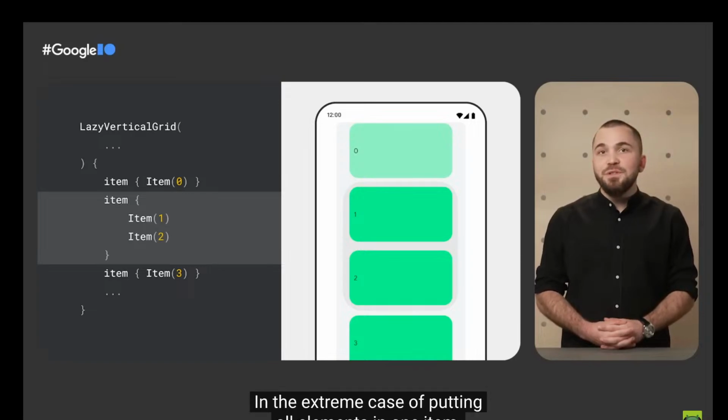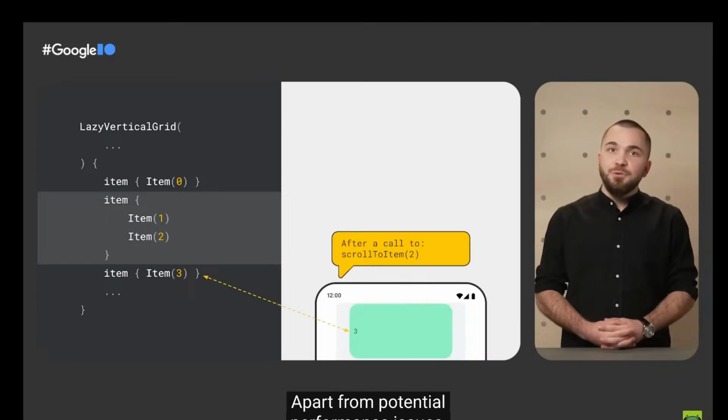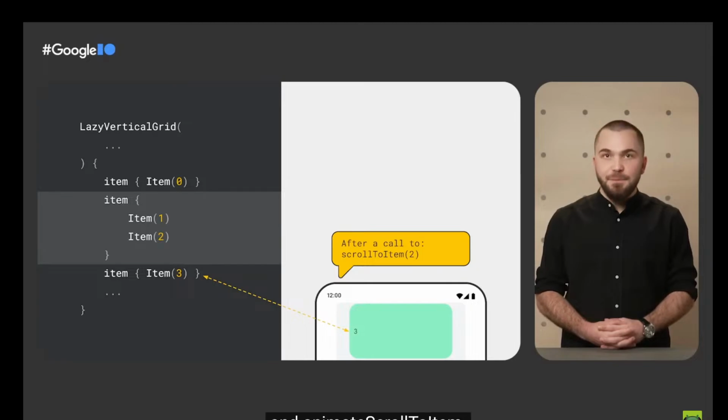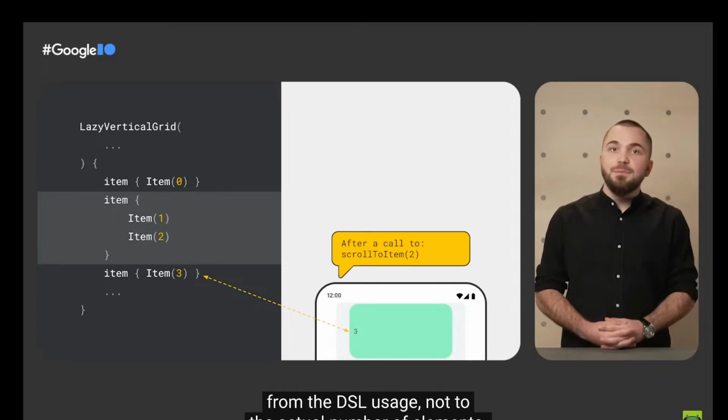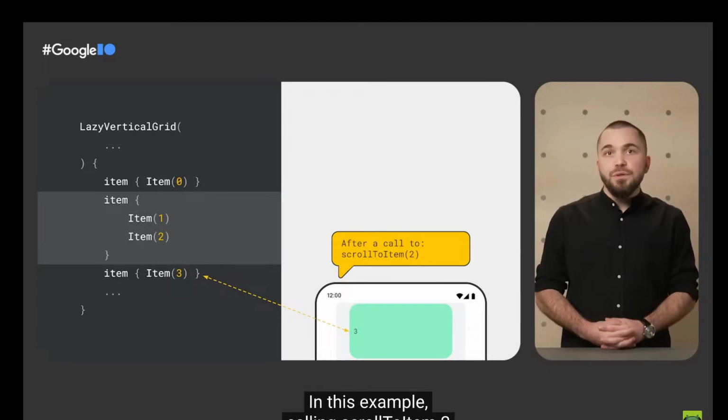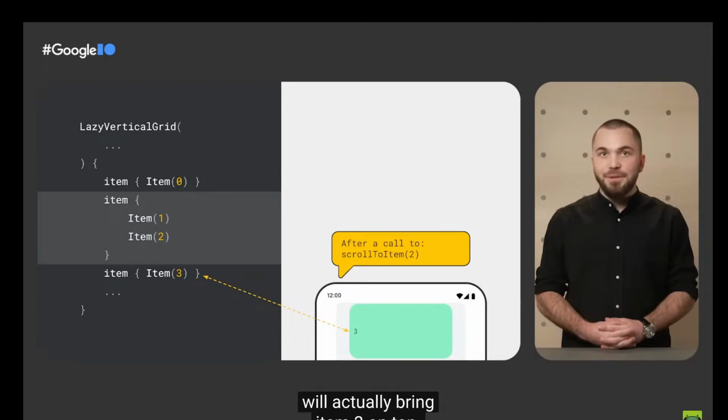In the extreme case of putting all elements in one item, it completely defeats the purpose of using a lazy layout. Apart from potential performance issues, putting more elements in one item will also interfere with scroll to item and animate scroll to item. This is because the index parameter of these methods will be interpreted as relative to the number of items derived from the DSL usage, not to the actual number of elements. In this example, calling scroll to item 2 will actually bring item 3 on top.